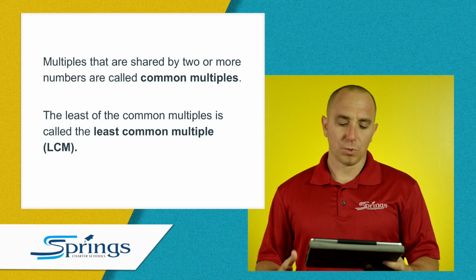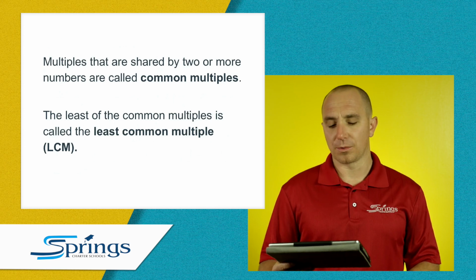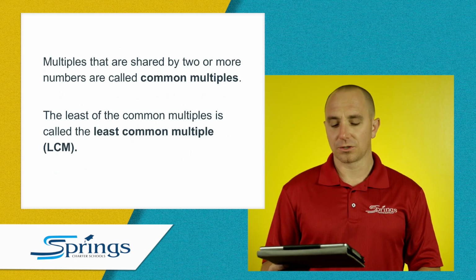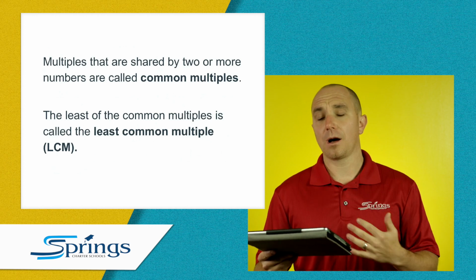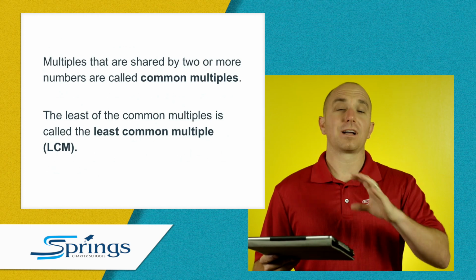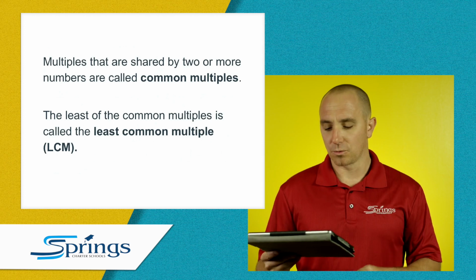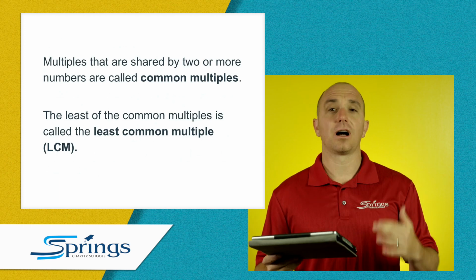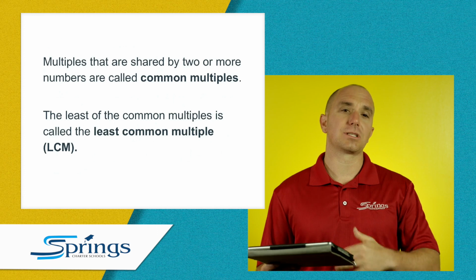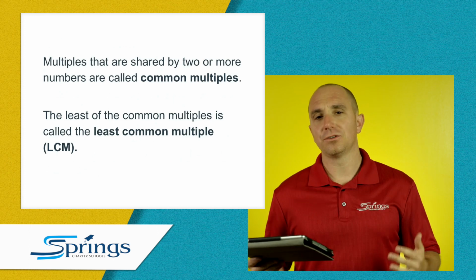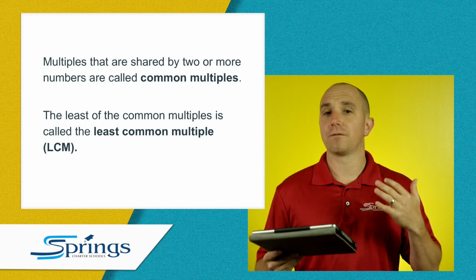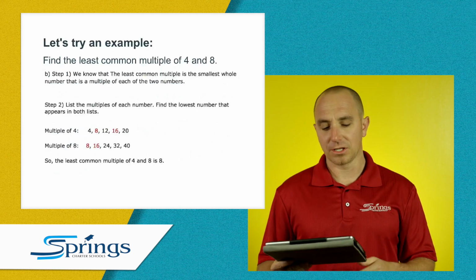Okay, so now multiples that are shared by 2 or more numbers are called common multiples. The least of the common multiples, that was kind of a tangled word mess there, is called the least common multiple, the LCM. So just like we talked about the GCF, this is called the LCM. And you're going to use both of these, especially when you get into fractions later. Okay, so let's try an example.